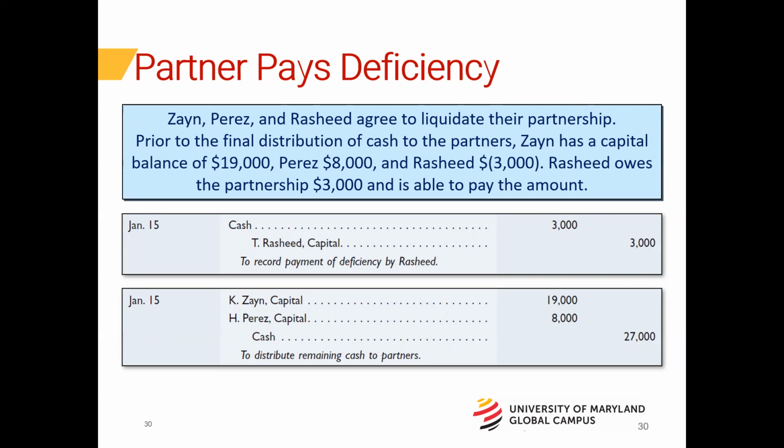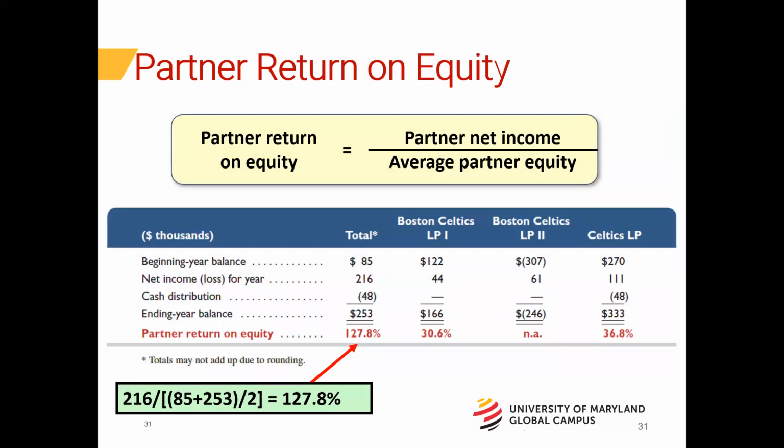Now, when they make up the difference, like for example, you see $3,000 Rashid brought in to make up the difference for some type of debt deficiency. When that happens, Rashid gets the credit, right? So the cash comes into the business, but also Rashid's owner's equity goes up by that same amount because he's bringing in cash into the business. And then, of course, the deficiency is paid out to the remaining partners.